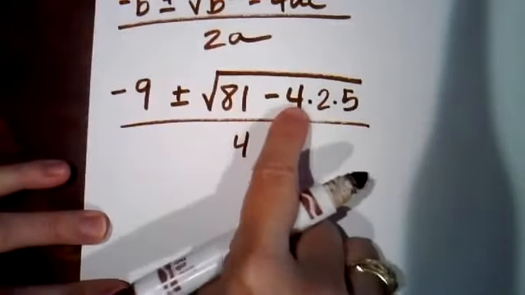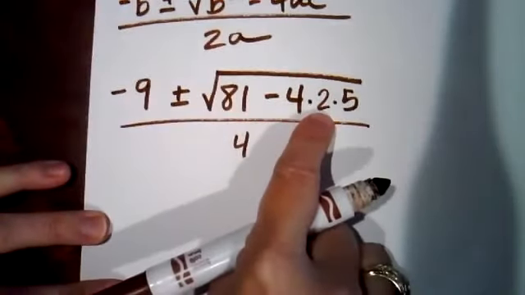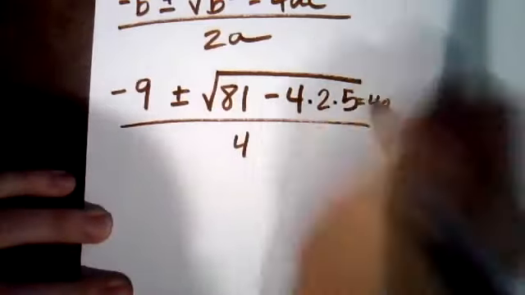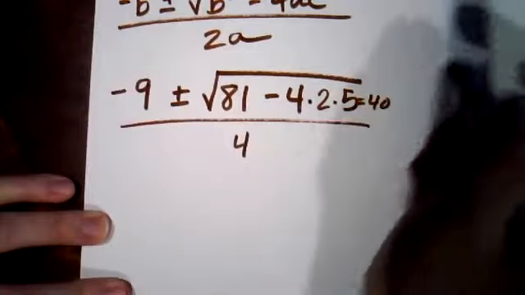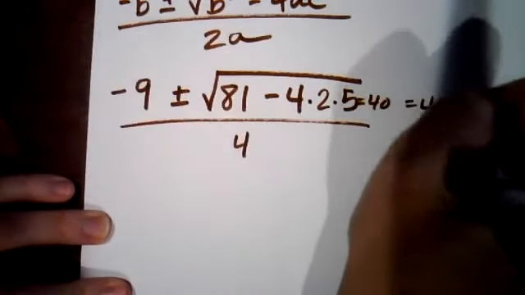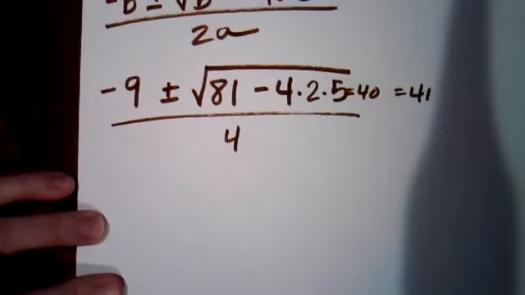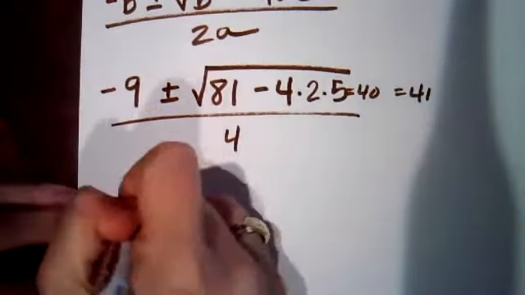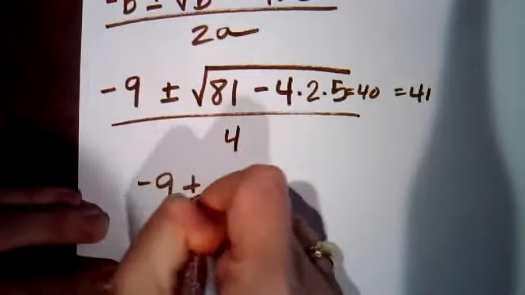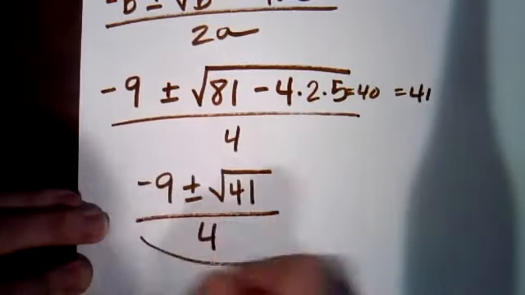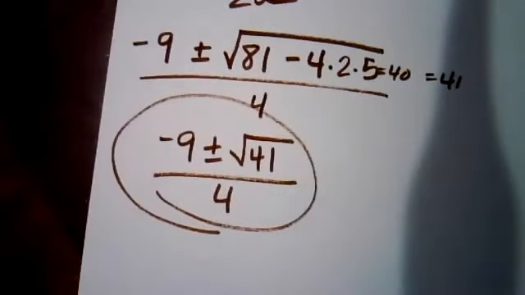Now, what is 4 times 2? That's 8. 8 times 5, that's 40. So we have 81 minus 40. Sorry, let's do it proper like that. And so underneath your radical is 41, right? Well, is 41 a perfect square? No. So your answer is pretty ugly, and you can keep it just like this. Okay, that is your answer, and that's how you keep it.